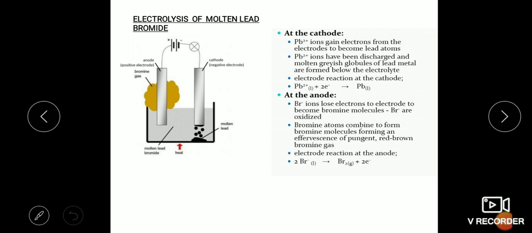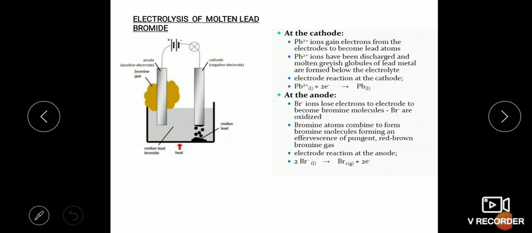Now let's take the other example, electrolysis of molten lead bromide. As solid lead bromide is a bad conductor of electricity, what you will be doing is using molten lead bromide. In case of molten lead bromide, at cathode Pb2+ ions gain electrons from the electrode to become lead atoms. At the same time, Pb2+ ions are discharged and molten globules of lead metal are formed below the electrolyte.